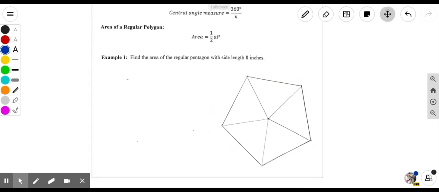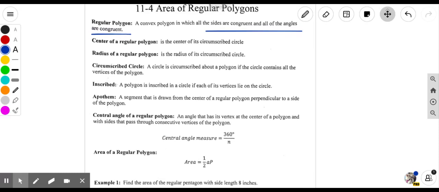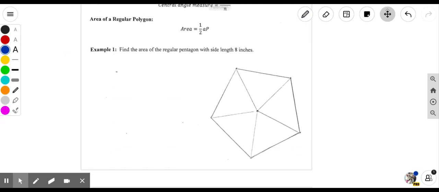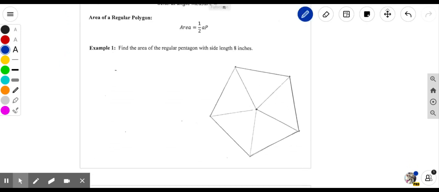Okay, what else do we have up here? I just told you what a circumscribed circle was. An inscribed polygon, we've already talked about that. So when I just put that circle around the figure, the polygon itself is called inscribed. Apothem. Okay, here's an important one. An apothem is a segment that is drawn from the center and is perpendicular to the side. Apothem is important because we need that for the area. So here would be an example of an apothem from the center to the side, and it's perpendicular. So that would be an apothem. This is not an apothem, that's a radius.